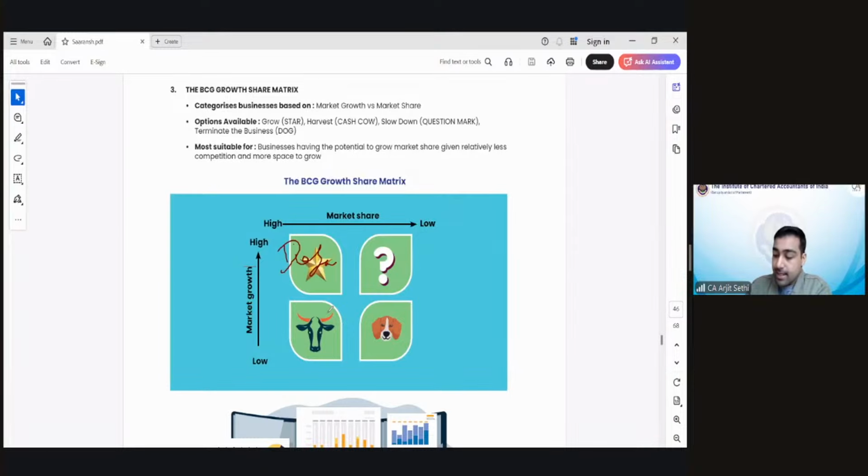Idli. I sell steamed idlis. I sell 2 idlis with sambar. I sell a combo of 2 idlis with a sambar. Okay. The market growth is not very high, right? But I sell the maximum. I sell a lot of idlis. People like idlis, but idli market is not growing.